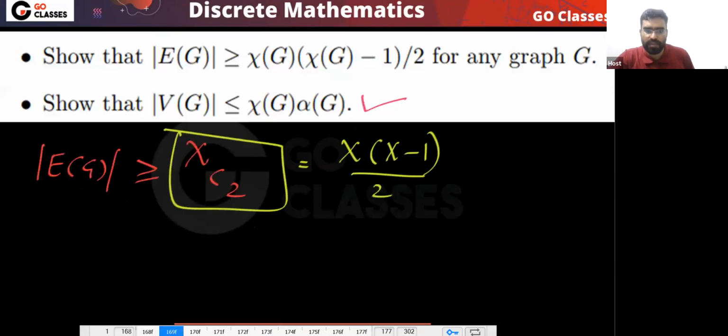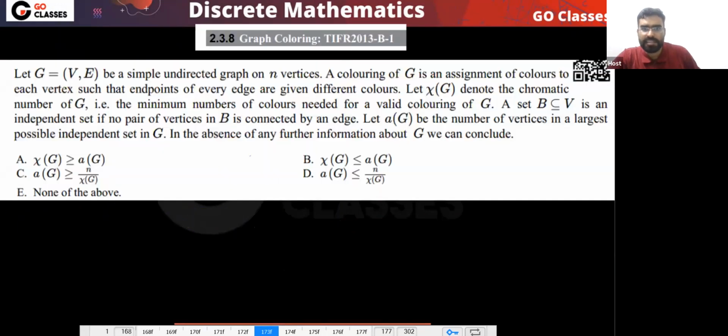These two things we have seen, and this is actually a TIFR question. Let me tell you, everything that we study can come in the GATE exam or the TIFR exam. See, this is the TIFR question. Now solve this TIFR 2013 question.